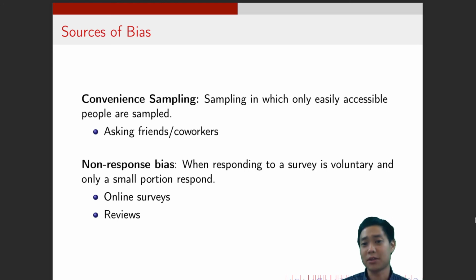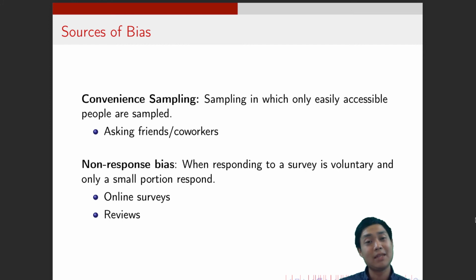And then there's also non-response bias. Basically, when responding to the survey is voluntary, only a small portion might respond. The people who don't respond could be different from the sample that was collected, even though they're part of the population. They'd be different from the sample in some important way. This happens a lot in online surveys or in reviews that people leave on products. For example, if you go on Yelp or Amazon, sometimes you might see that there are a lot of 5-star and 1-star reviews. This is because people only really post reviews when they have strong opinions, and so you're not really getting the middle range as much.